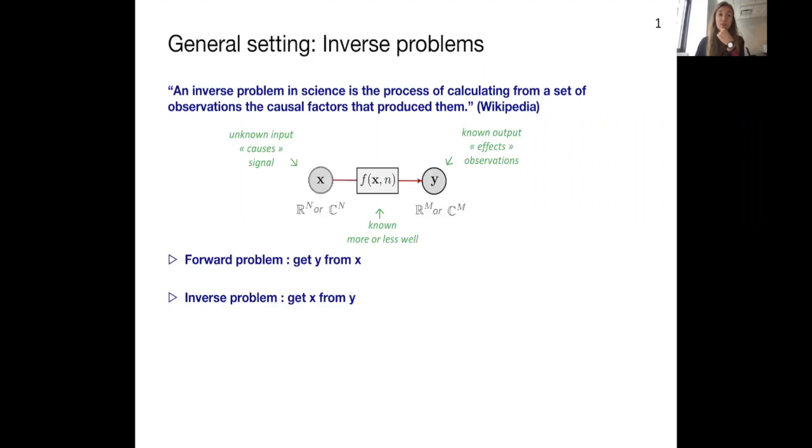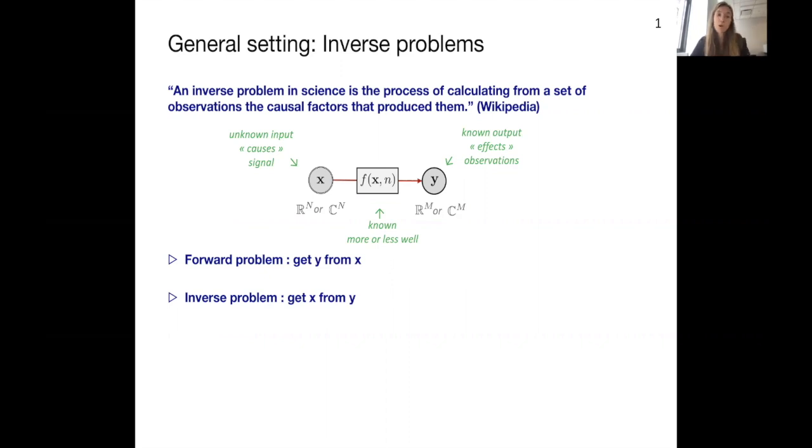If we put that on a little sketch, we can think of the problem this way. We have some input that is unknown, and we can think of it as a vector in R^n or C^n. Then it's transformed by a process that we know more or less well. Here I know the function f, and I have some little n that stands for noise. It produces some causes or observations y that can be thought of as another vector of dimension m. And this is what we have access to.